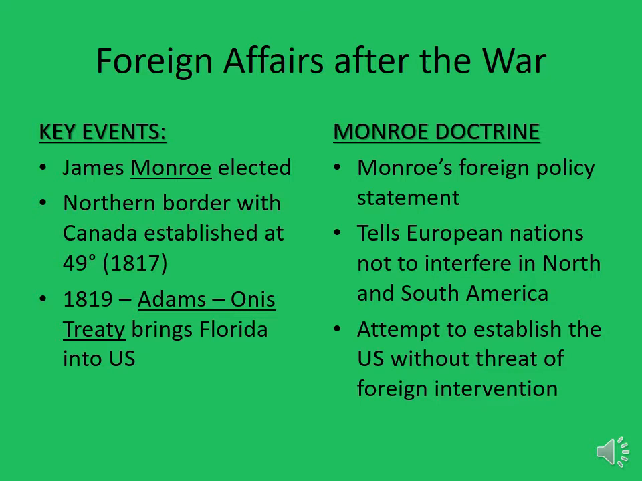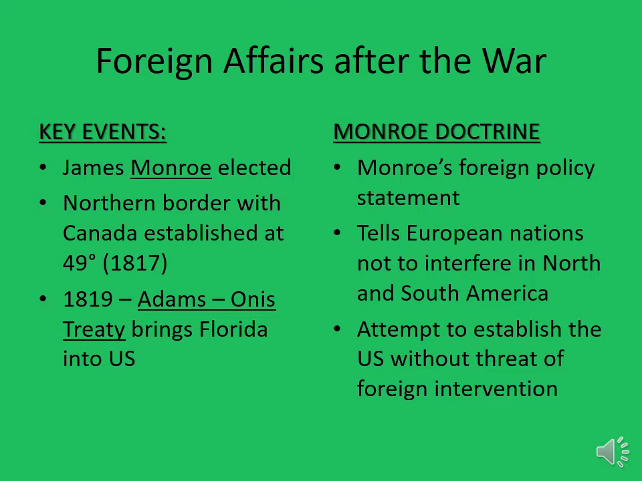In 1819, there was a treaty called the Adams-Onis Treaty, and this officially brings Florida as a state into the United States. And also, a foreign policy statement named for Monroe, called the Monroe Doctrine, tells European nations to not interfere in North and South America.